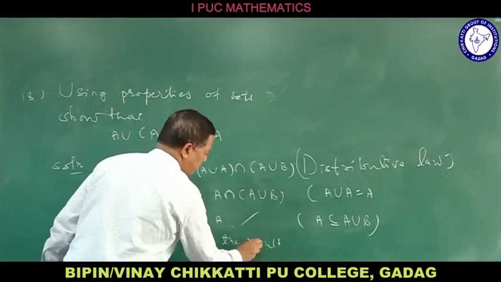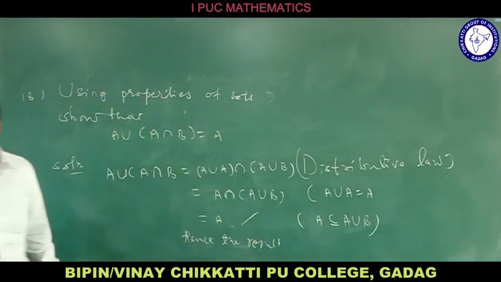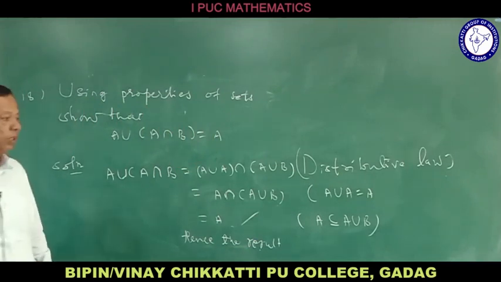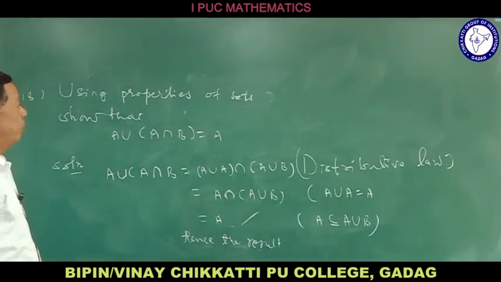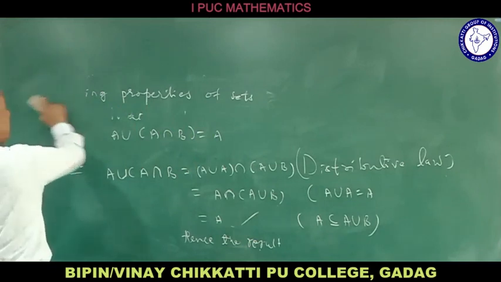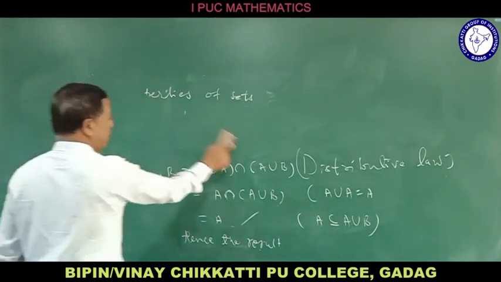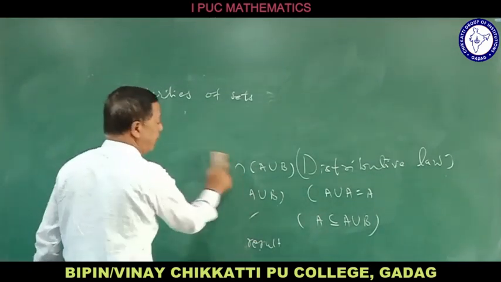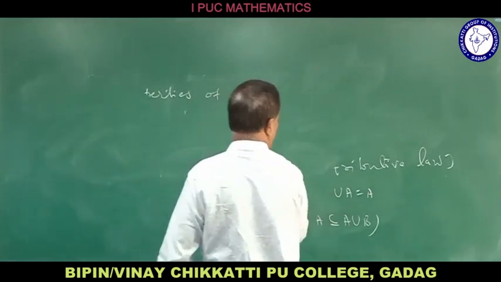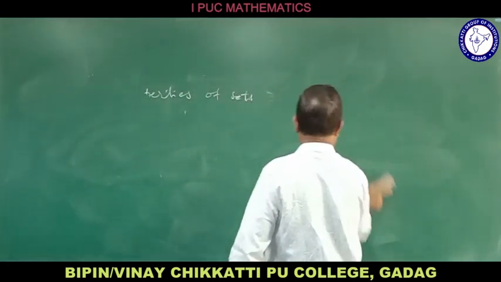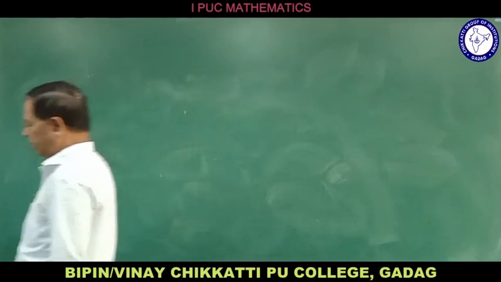And try to understand how the property is used. It is for 2 marks, they may ask you to prove, not with examples, but with the properties. Only one property is mainly used, that is called the distributive law, taking union and intersection.